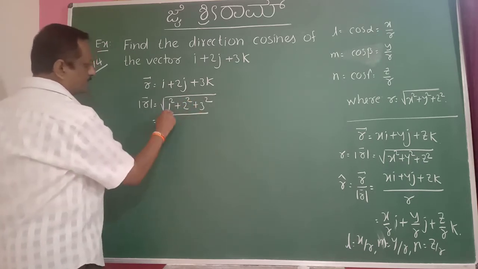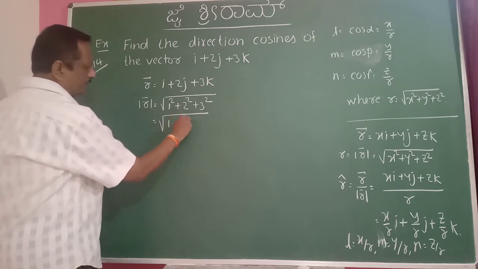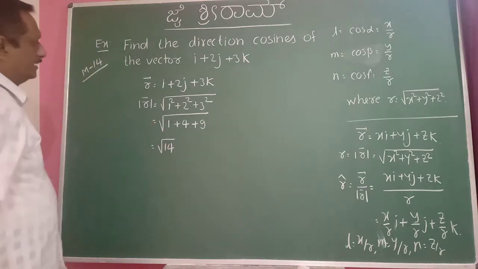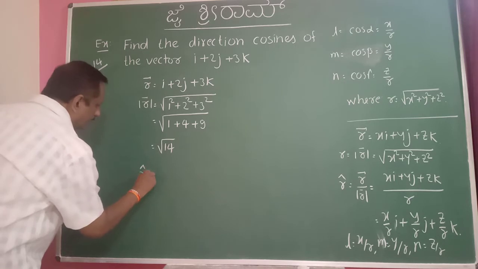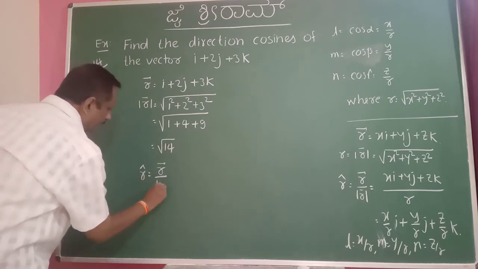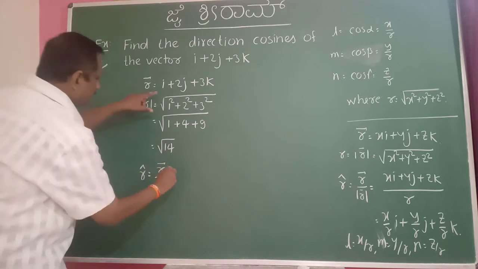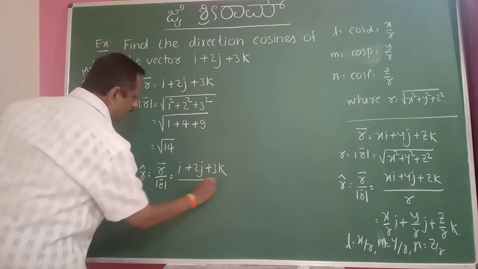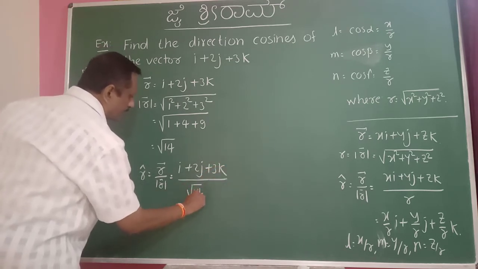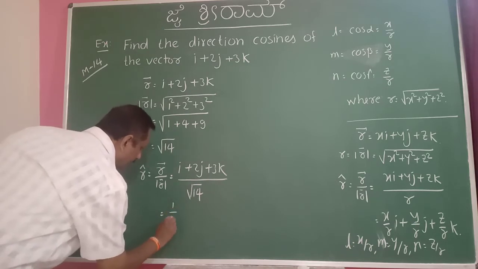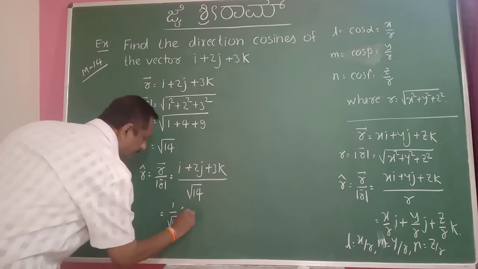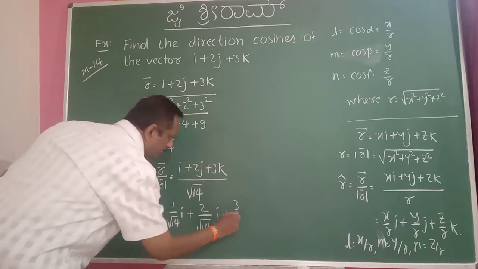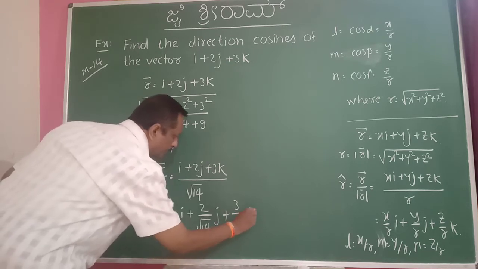Then the root of 1 square is 1, 2 square is 4 and 3 square is 9, so the modulus is root of 14. Therefore r cap is equal to r bar divided by modulus of r bar, that is i plus 2j plus 3k divided by root of 14. You can write this as 1 by root of 14 into i plus 2 divided by root of 14 into j plus 3 divided by root of 14 into k.